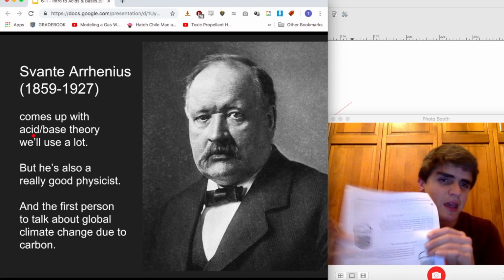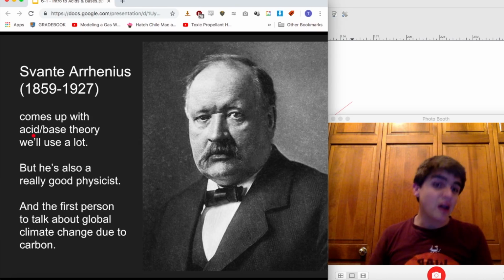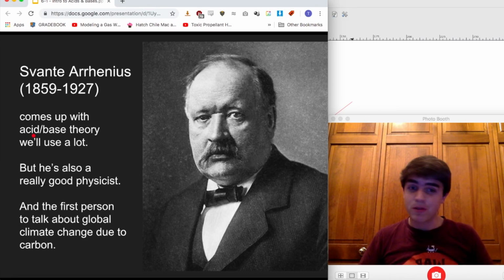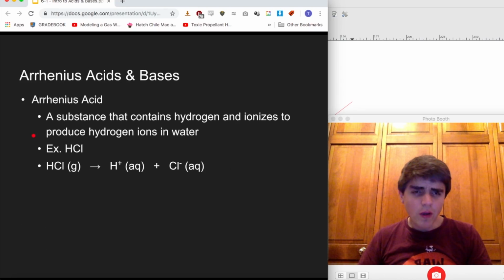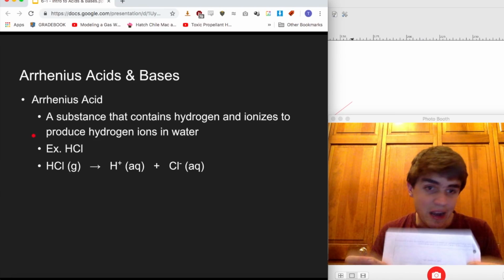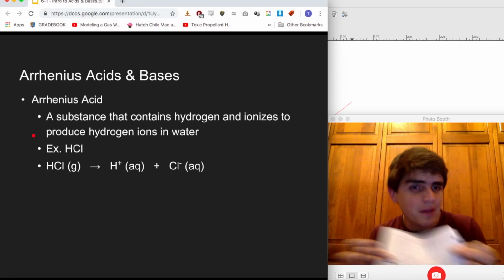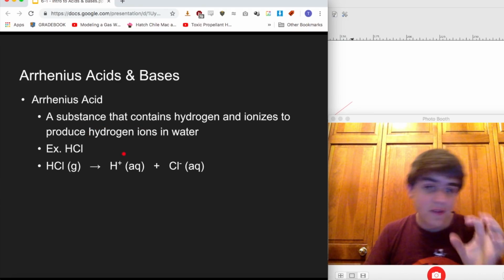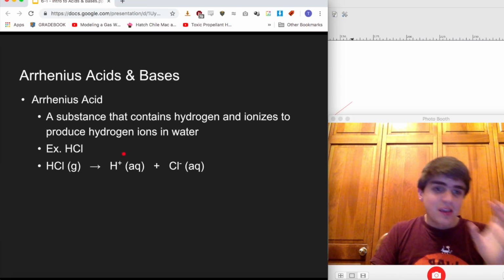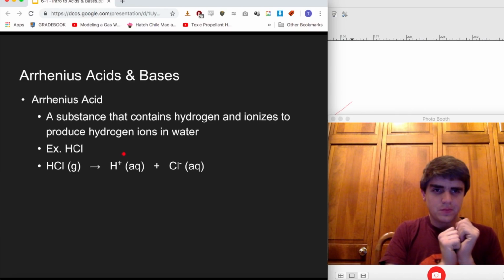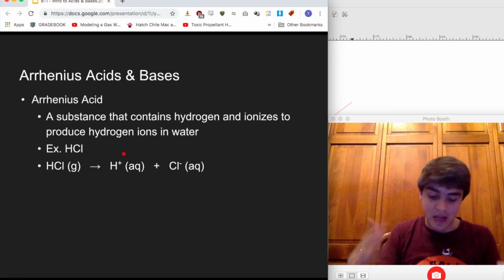So if you turn your notes over to the next page, we're going to look at what Arrhenius thought an acid is. And for the most part, let's say 90% of the time, his definition's perfect. An Arrhenius acid, I'm asking you to define it here, is something which contains hydrogen and makes hydrogen ions. This is the big thing. It has to make hydrogen ions. So again, an Arrhenius acid contains hydrogen and makes hydrogen ions in water. It is something that dissolves in water to make hydrogen ions.